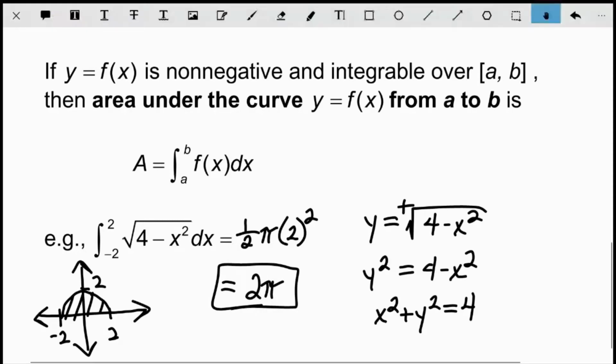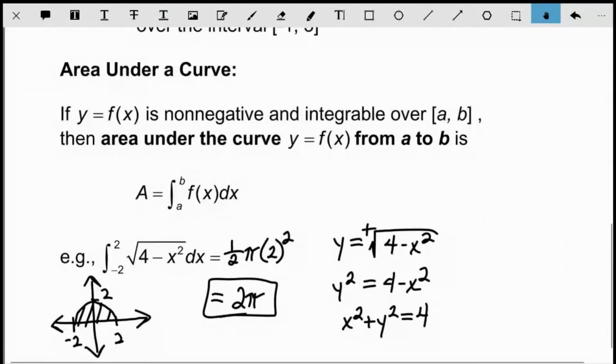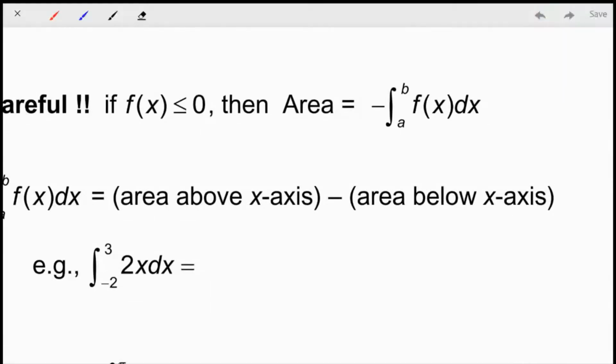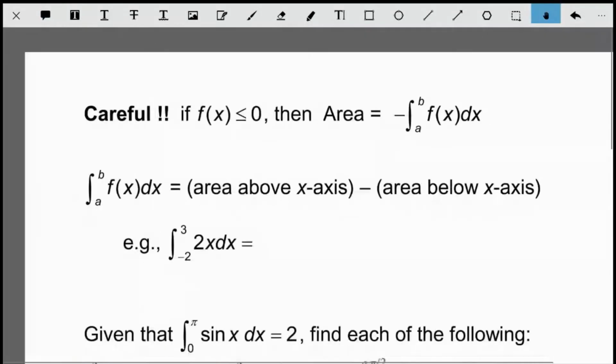So whenever your area is above the x-axis with an integral, we treat it as a positive. Whenever the area is below, we treat it as a negative. Okay, so like it says here, if the function is less than or equal to 0, then the area is the negative of the integral. And we'll go through one like that a little bit later on, and we'll look at this next one just to kind of clarify that a little bit.